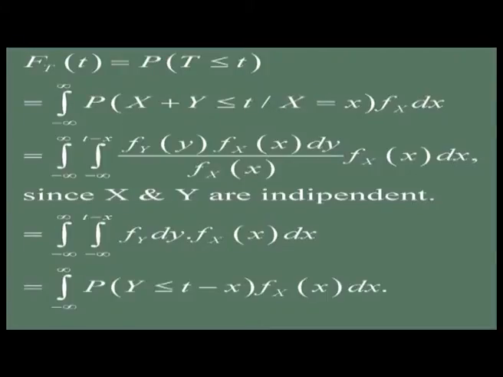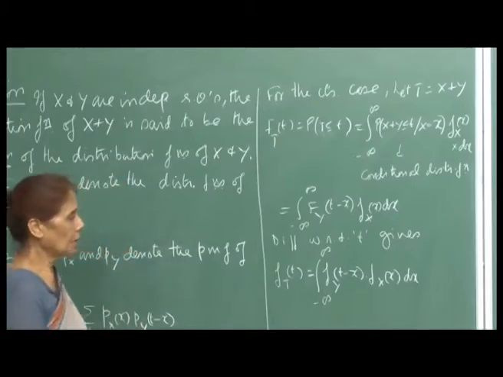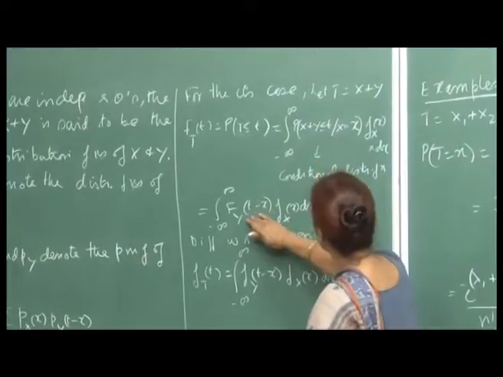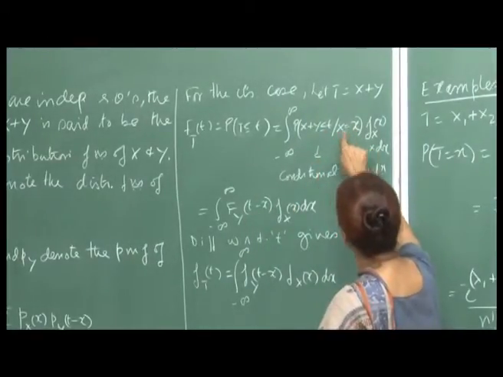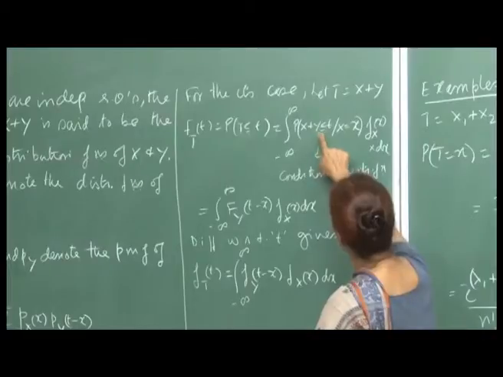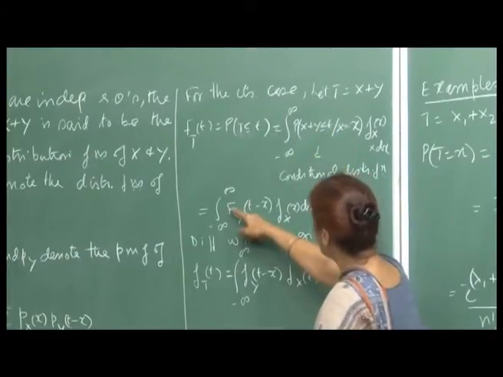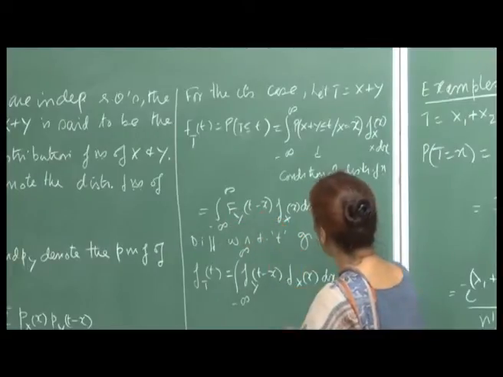So, the whole integral is then from minus infinity to infinity of the probability that Y is less than or equal to t minus x, times f_X(x) dx. I hope there is no doubt about going from here to here, because when X is equal to x, Y will be required to be less than or equal to t minus x, and that is why I have written this probability as capital F_Y(t minus x) times this.